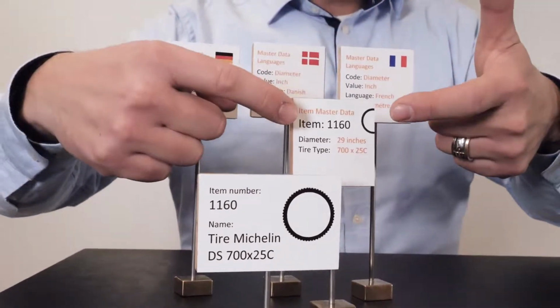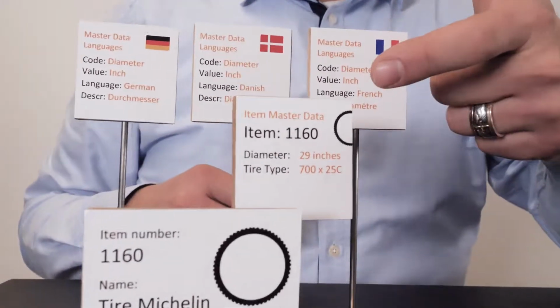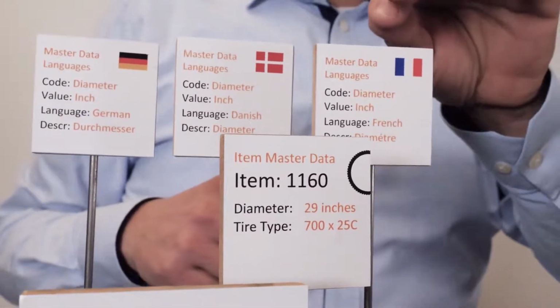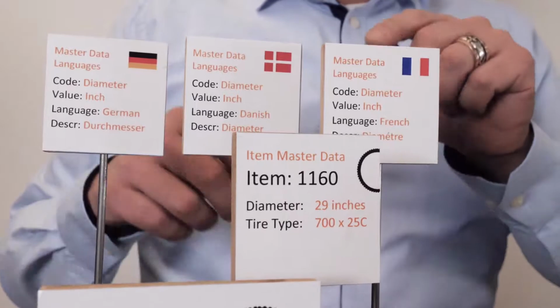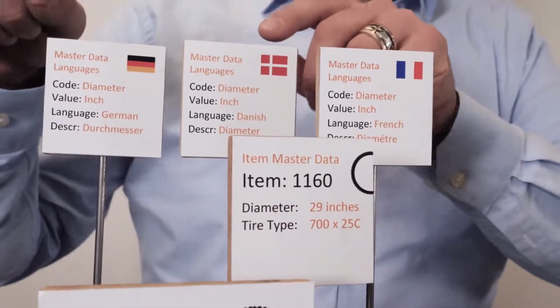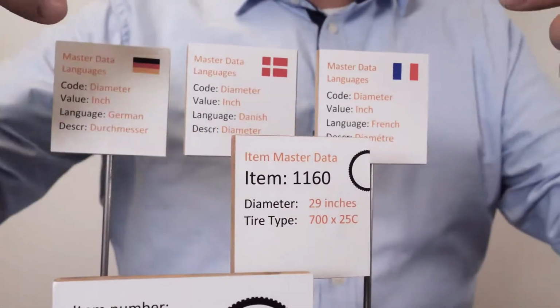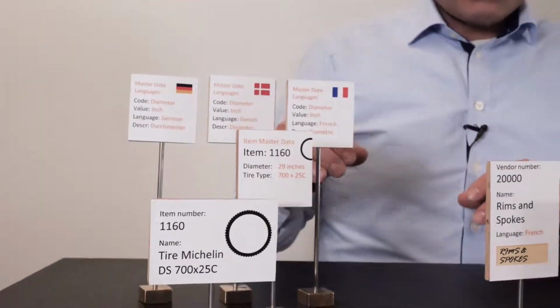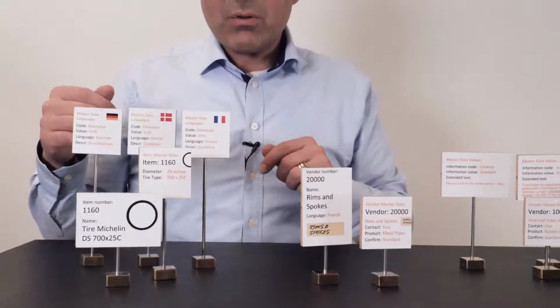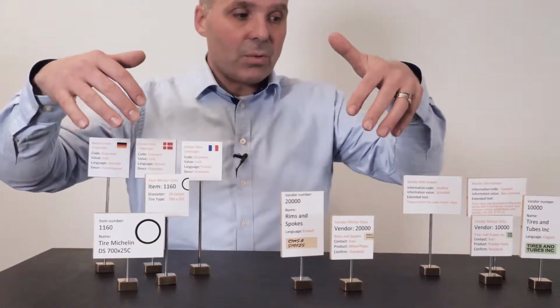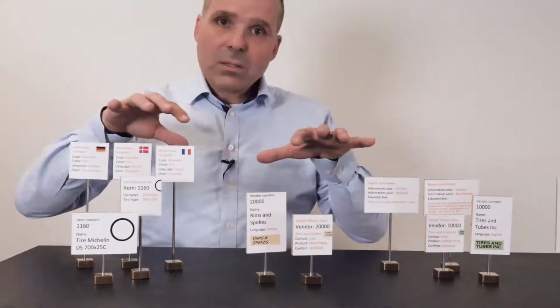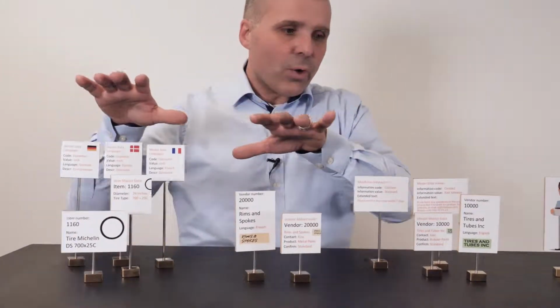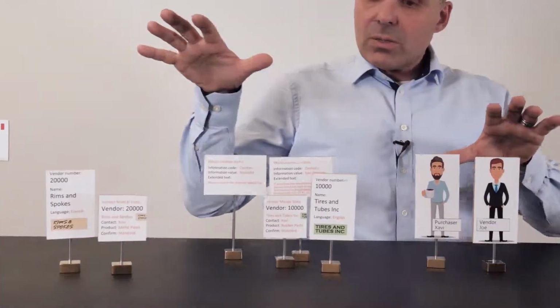So in this case, for example, you could set up on the diameter value that in French diameter is called whatever in French, in Danish and in German, etc. So there's a default language and there's different specific languages. And you could set that up also on all the parameters on vendors and all the parameters on the items. In this way, once the setup is done, the data will flow all the way through. So it's set up here.